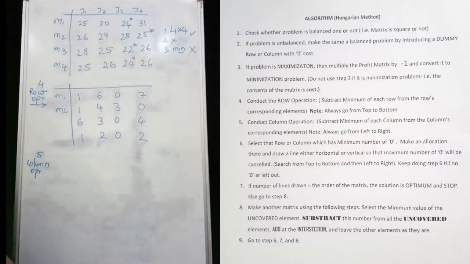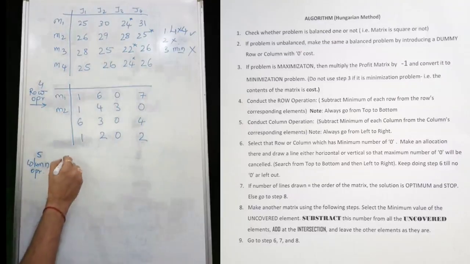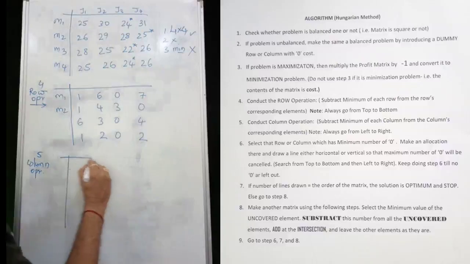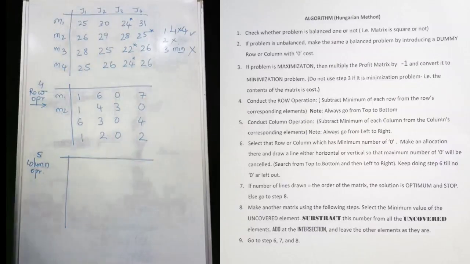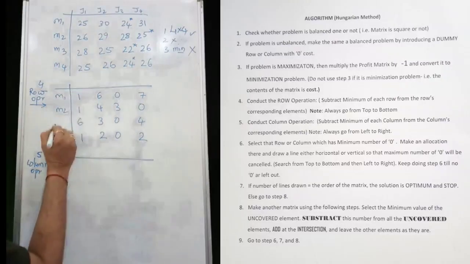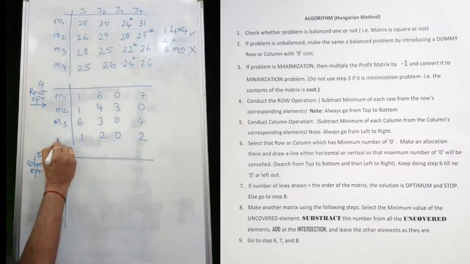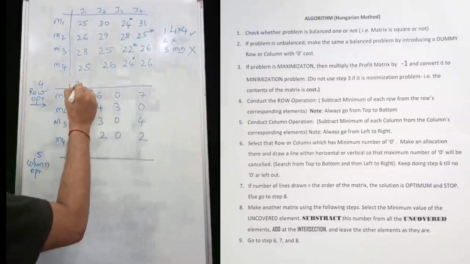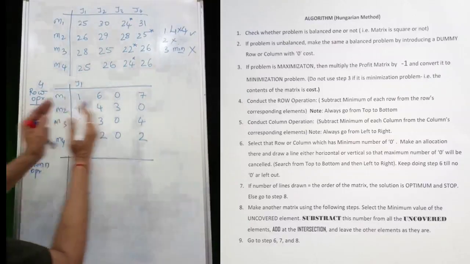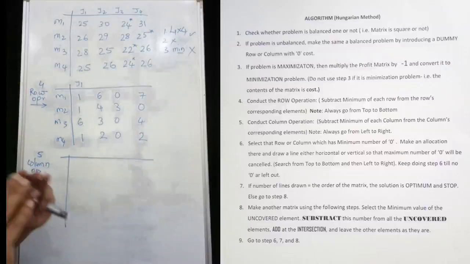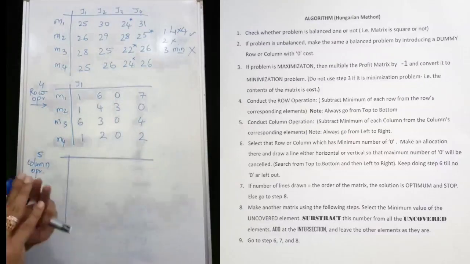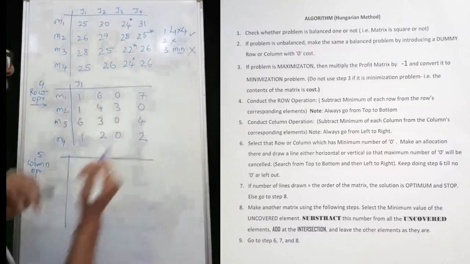Let's get on to the column operation. So what does the column operation tell us? Column operation tells us to select the minimum of each column and subtract it from the corresponding elements of the same column. So let me come to column number J1. Let me always go from left to right and from top to bottom. In OR, always keep a proper orientation.